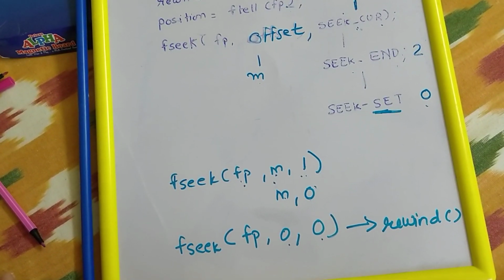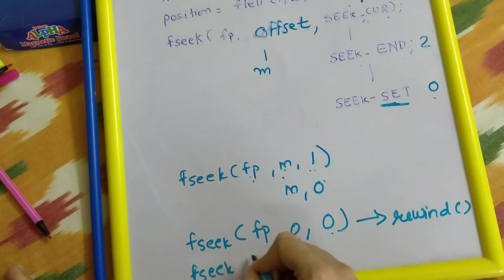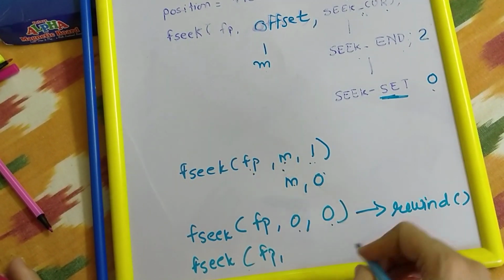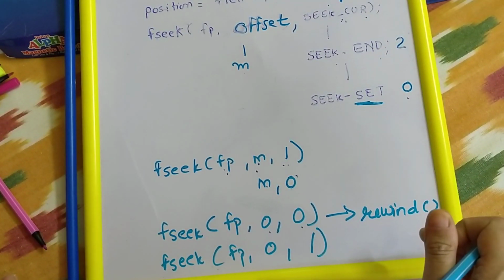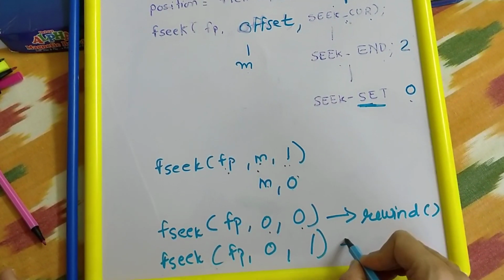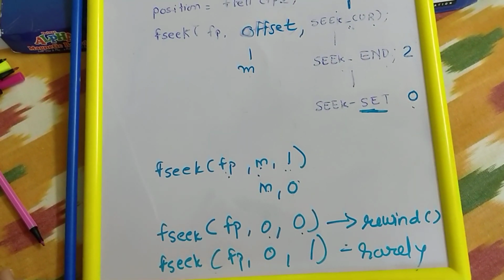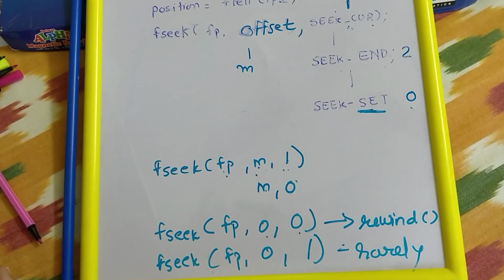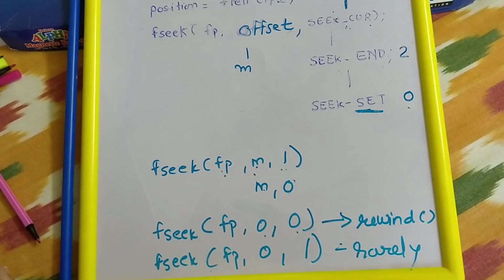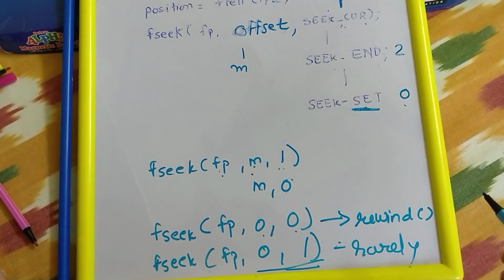Same as rewind. If I write fseek(fp, 0, 1), that means you have to stay at the current position, which is rarely used, right? We use this kind of functionality rarely, where we tell the compiler to keep the cursor where it is, because it is already where it is. So there is no point in using this option.